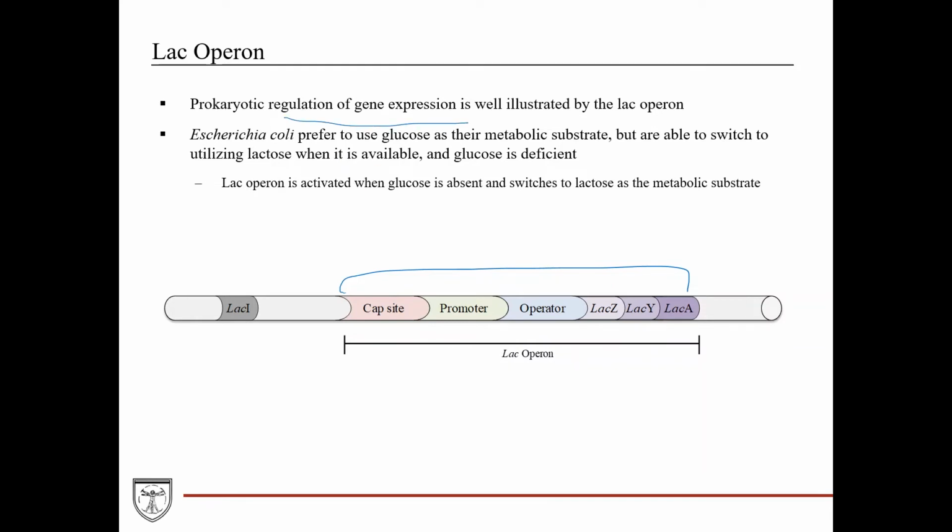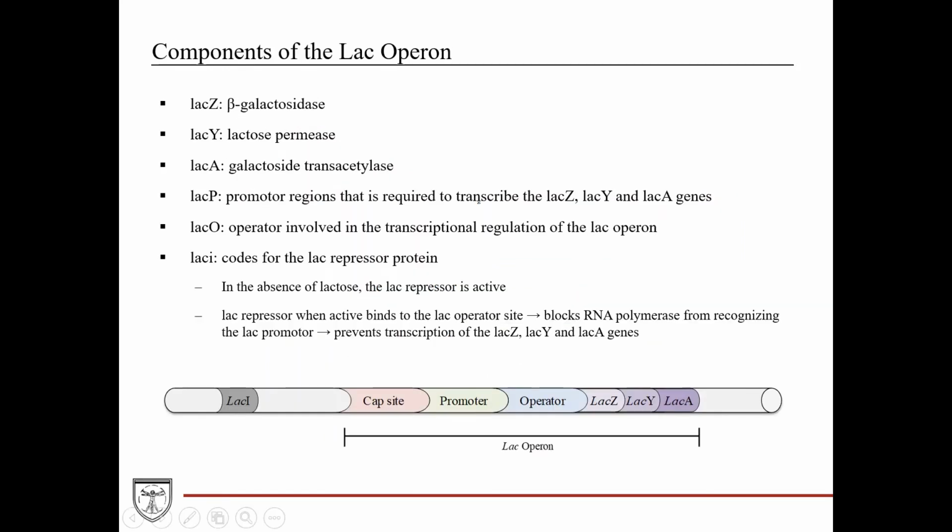E. coli specifically prefers to use glucose as the metabolic substrate, but it is able to switch to utilizing lactose when it's available and glucose is deficient. That's the key thing, when glucose is deficient. So the Lac Operon gets activated when glucose is absent, and then it switches the cell's metabolism to using lactose as the primary substrate. So first, the components of the Lac Operon.